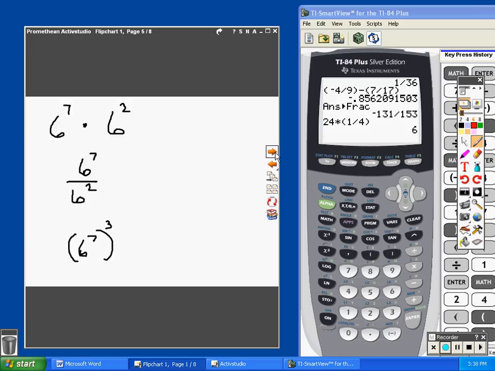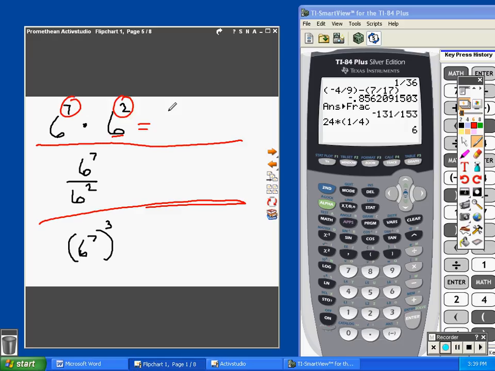Alright, go ahead and do these 3 problems. These are 6s. Alright, and here are your answers. Remember, when you have the same base and you're multiplying, you just add the exponents. So it would be 6 to the 9th. Then, right here, when you're dividing, you would just do 7 minus the 2, and you'd have 6 to the 5th. And when you have a power of a power, remember, you multiply these two. So it'd be 6 to the 21st.